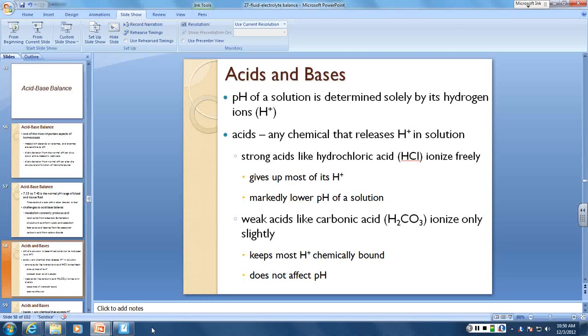Okay. Now, the way the body responds to acids and bases is discussed here. So first I want you all to understand what acids are. So what is an acid?